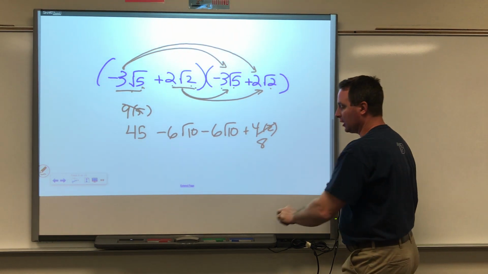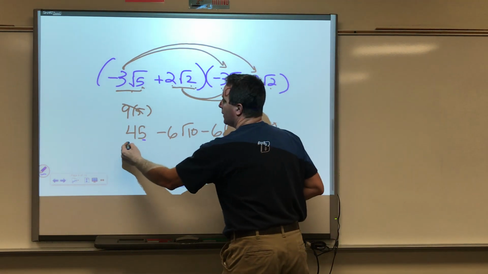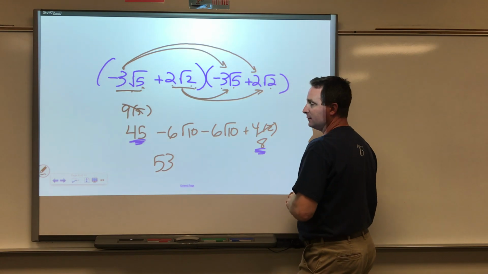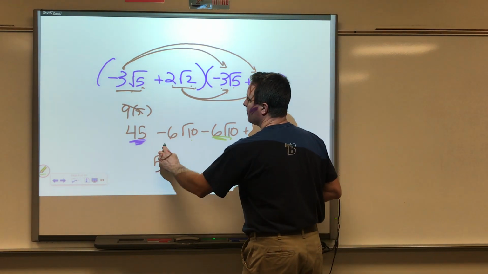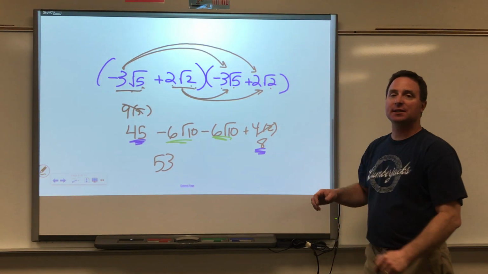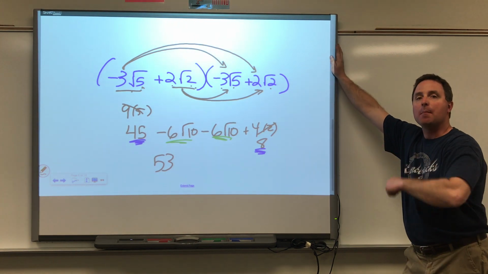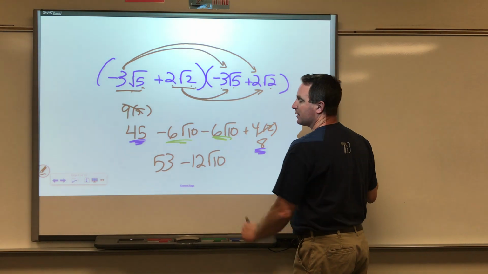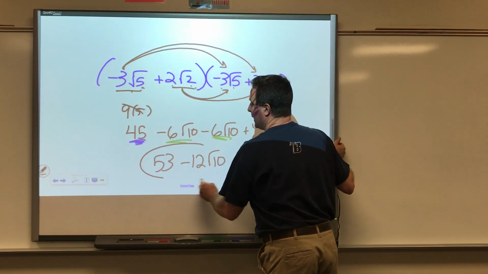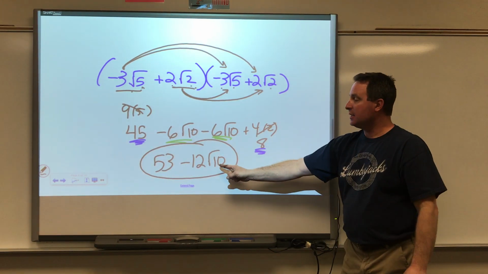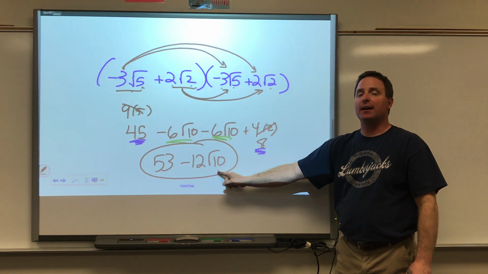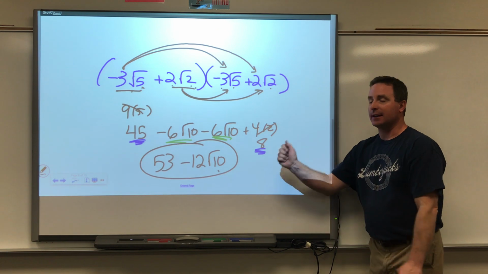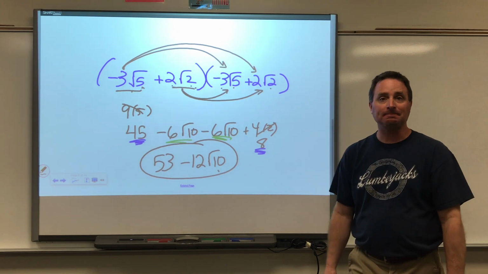If I combine like terms, 45 plus 8, those are like terms, that's 53. And these two guys here in the middle are like terms as well. Negative 6 square roots of 10 minus 6 more is negative 12 square roots of 10. Okay? And I'm just going to run this in my head real quick. The square root of 10, can that be simplified? If you look on your factor sheet, there are no black ones for the square root of 10. And there's my answer. Okay?